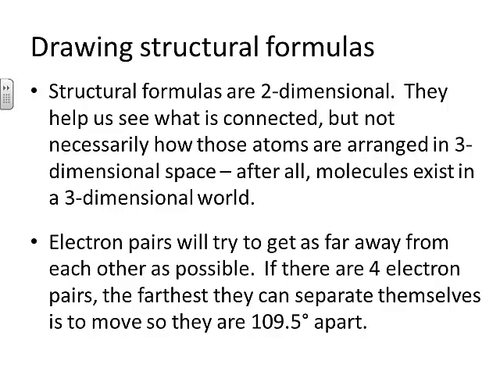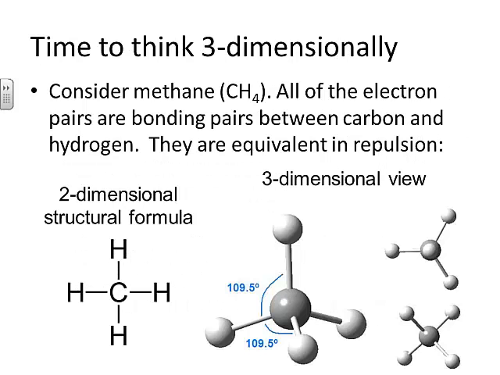So even though on paper, if we're trying to get them away from each other, we might end up with 90-degree angles, that's not as far apart as they can get themselves. If you have 4 electron pairs in three-dimensional space, they can get further apart than 90 degrees. They can get as far as 109.5 degrees apart. So let's try and think three-dimensionally, and we're going to use methane as an example.